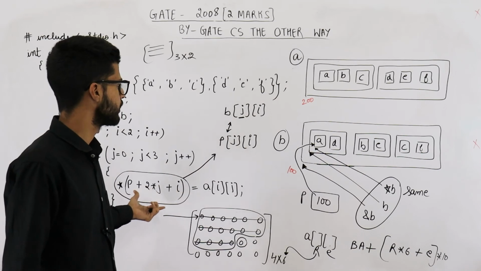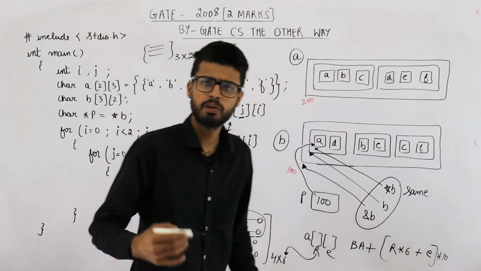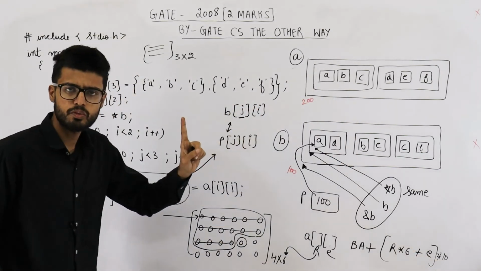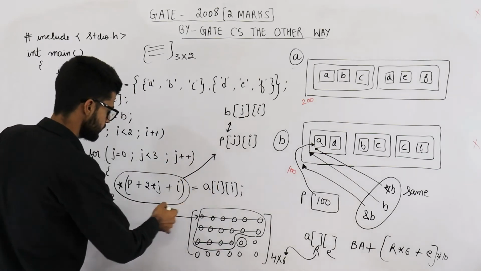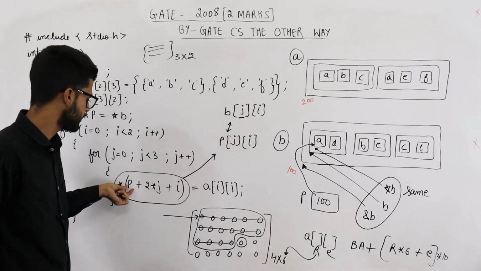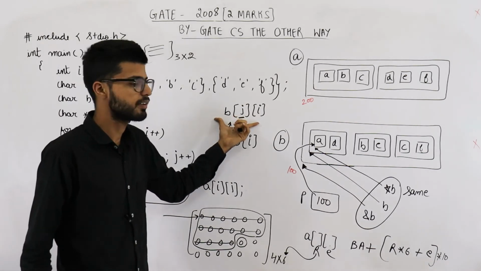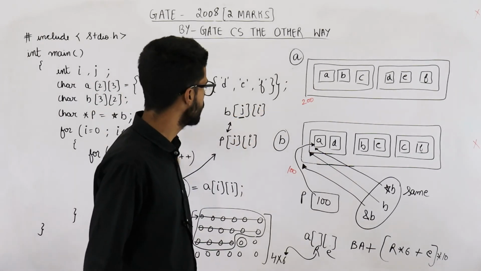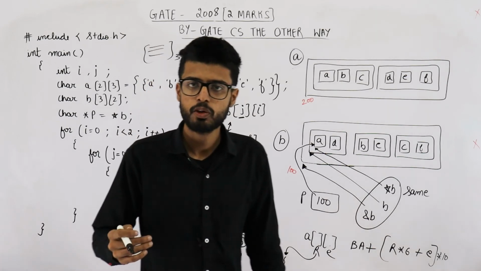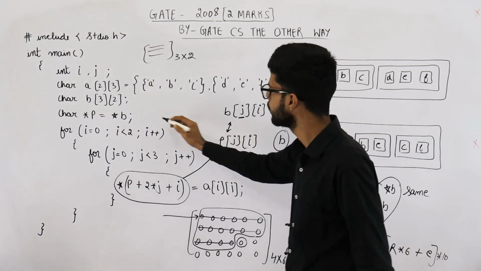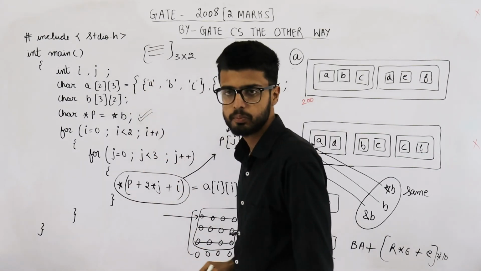Something similar is happening here. We haven't multiplied with 10 because we can assume character is of 1 byte. So it is into 1. So base address is P plus this. So you'll get this only. So that is how both of these are equivalent. I hope you have understood the question and I hope now you know the meaning of this line properly.